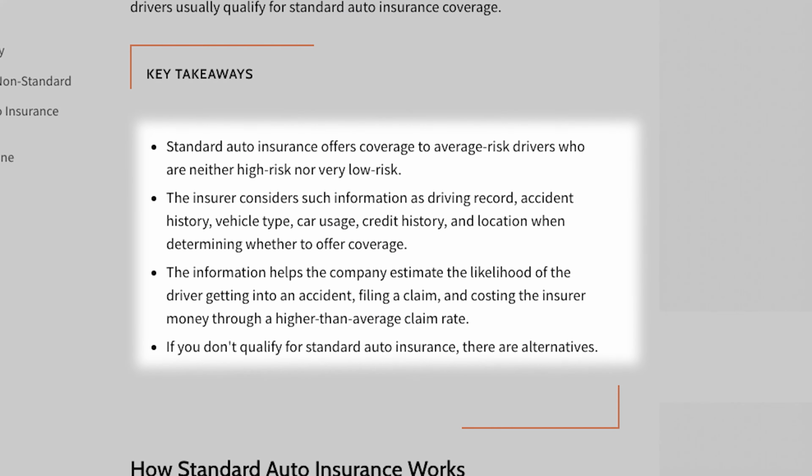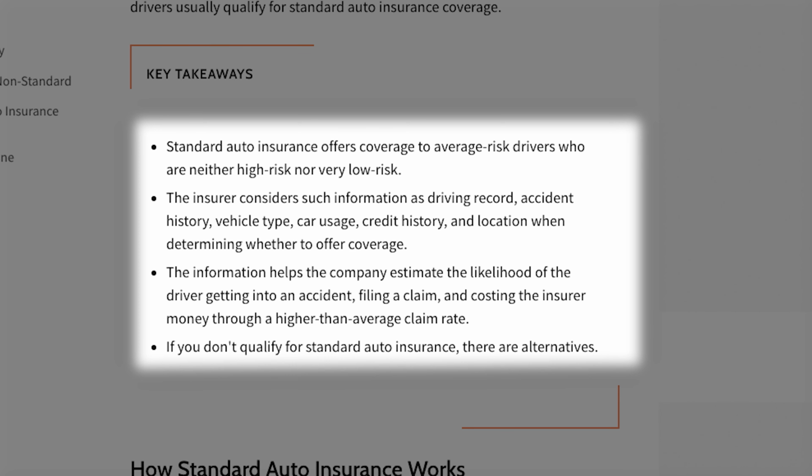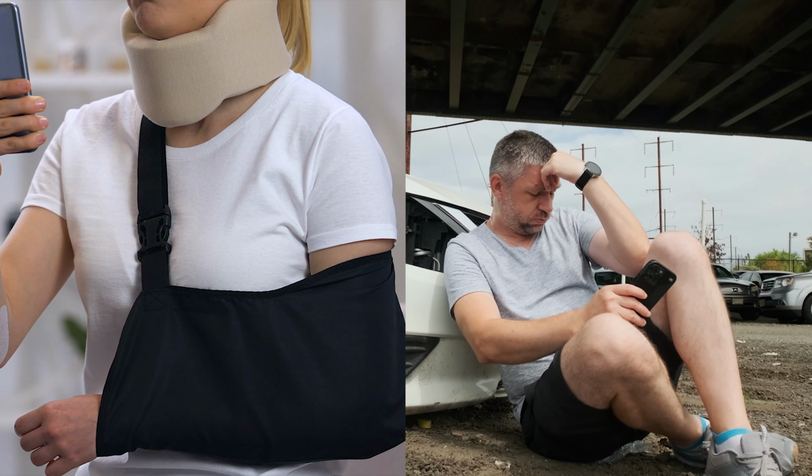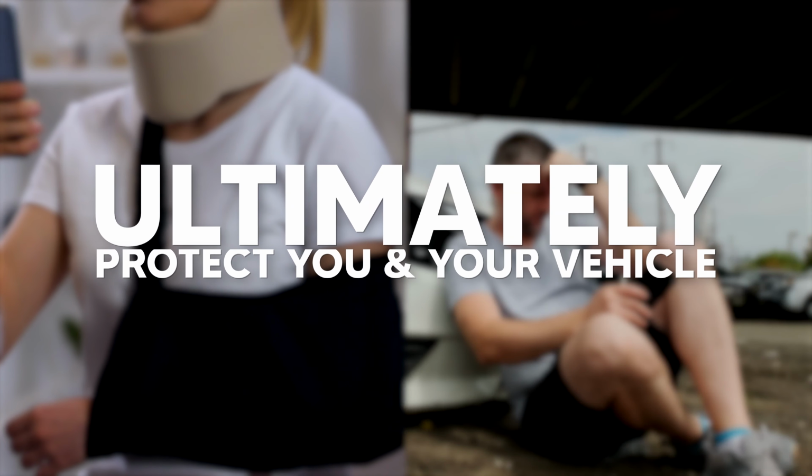A standard auto insurance policy is basically a package of different types of coverage that each protect you in different types of situations. Some parts of the policy are required by law because they protect other people on the road, and other parts are optional but ultimately protect you and your vehicle. When you pay your insurance premium, you're paying for these different coverages bundled together.